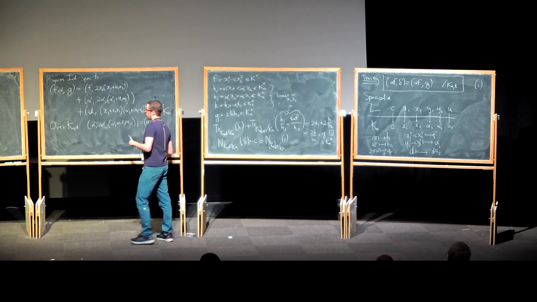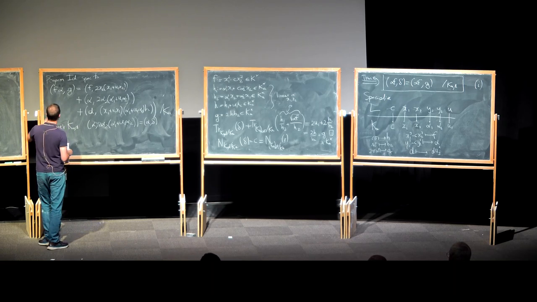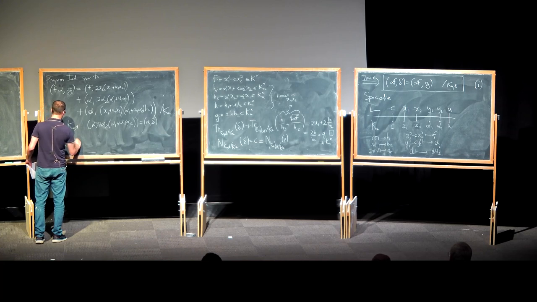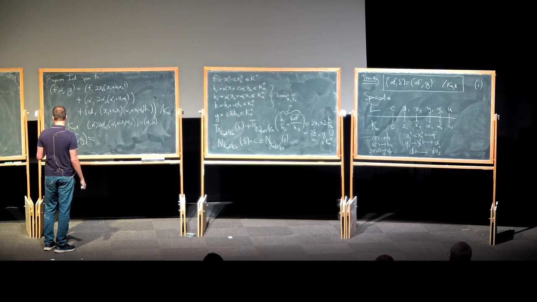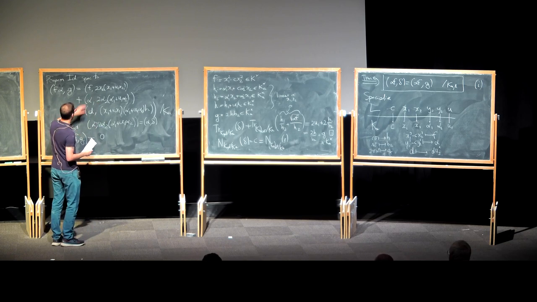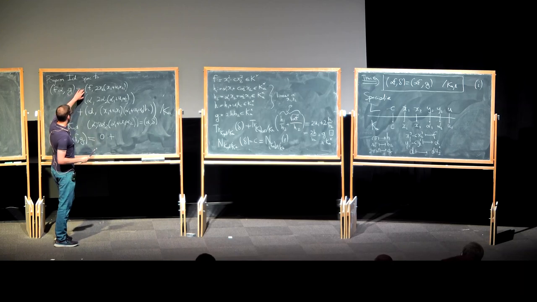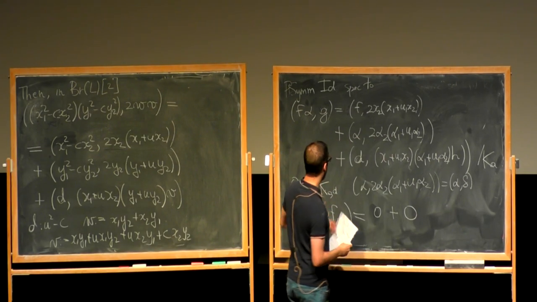Okay, so now what I want to do is take the norm of this identity. So now I'm going to land in K, so I get alpha f g. What is going to happen is the first two terms are zero. This is defined over f, so it's zero. Right, this is already defined over f. And the second term turns out it's also zero.